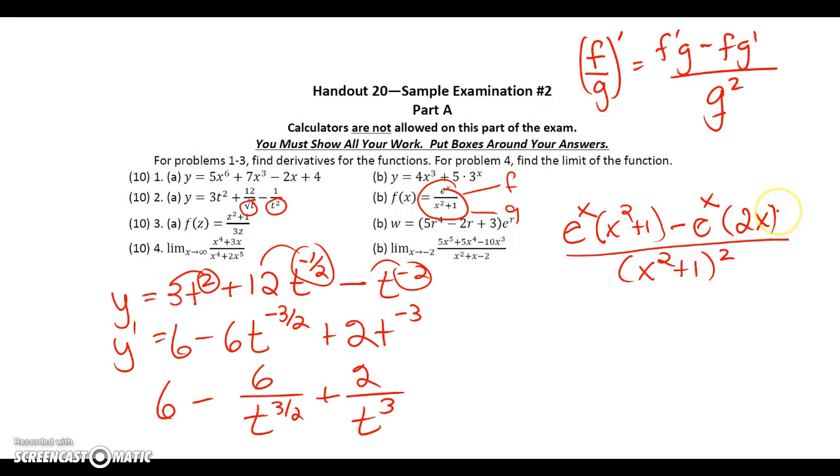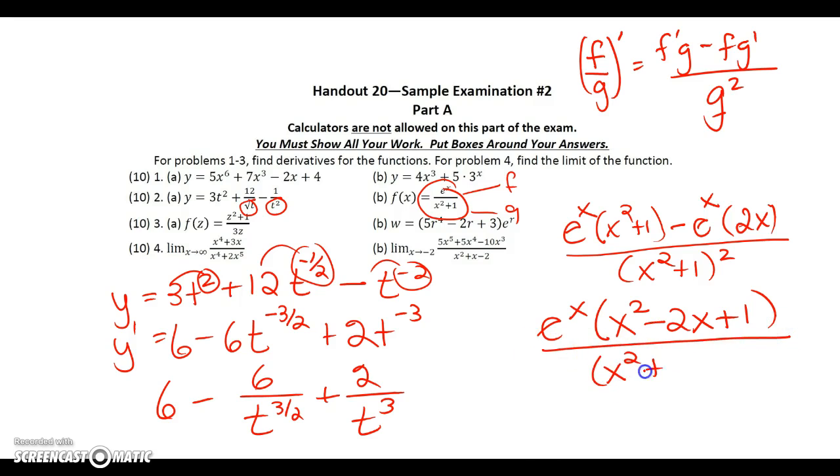Now I have an e to the x in both terms in that numerator, so I am going to factor it out. And what's left is I'll have x squared plus 1 minus the 2x. So I'm just combining those into the standard form of that quadratic, all over x squared plus 1 squared. And that's what your teacher had as the answer. Okay? Let's look at the next slide. Well, it's the same thing on the next slide.